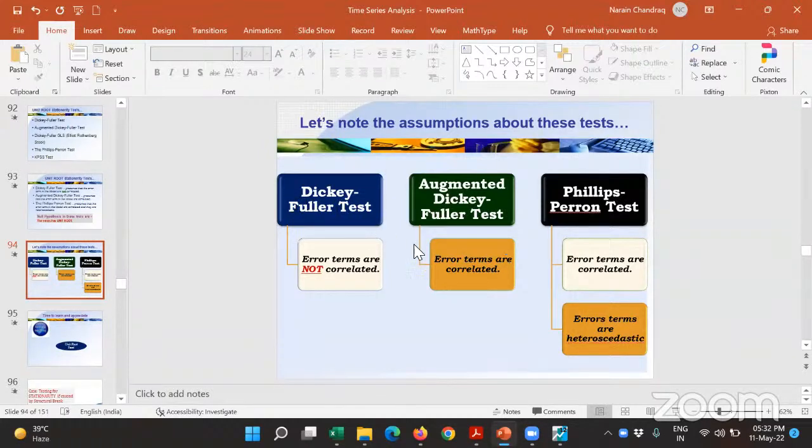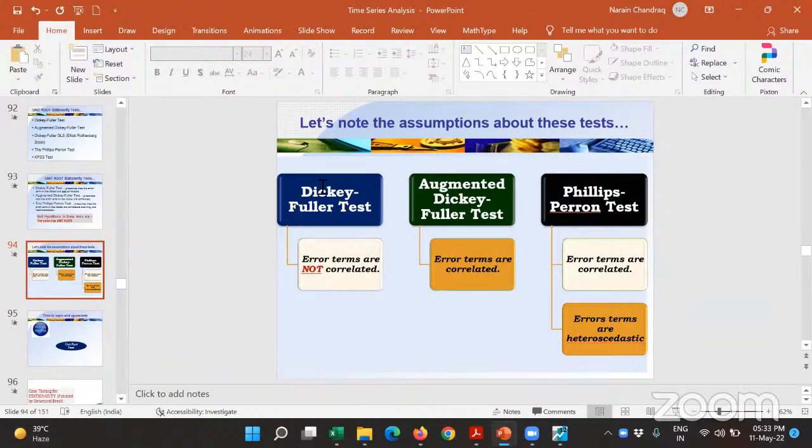So the Dickey-Fuller test had an assumption at the back of it that the error terms are uncorrelated, that there is no autocorrelation in the error terms. But as I talked about, in more than 90% of cases, when you are dealing with time series data sets, the error terms suffer from the problem of serial correlation.